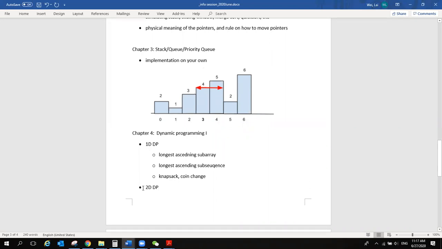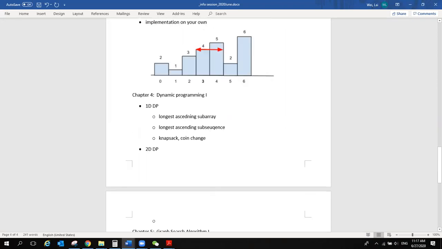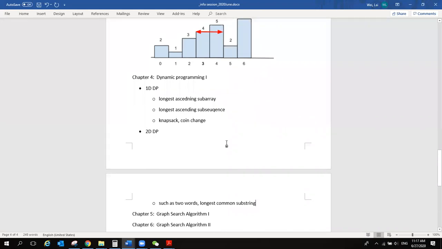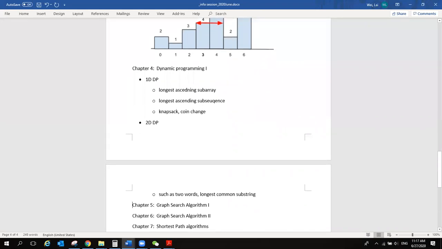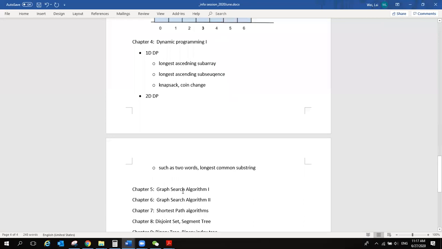So we will also include 2D DP and use cases. For example, you can imagine questions such as given 2 words, find the longest common substring. Right? This can typically be resolved by 2D dynamic programming. All right. And moving on, chapter 5, chapter 6, graph search algorithm.